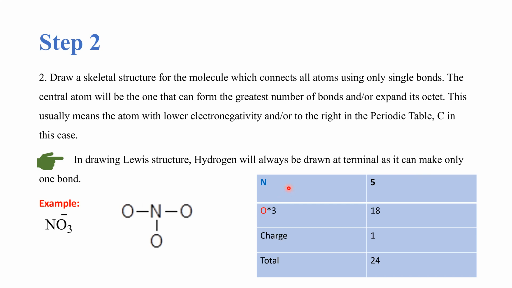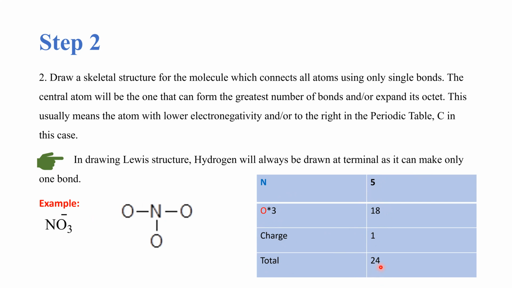So here we have to first calculate the overall valence electrons of the molecule. Nitrogen has 5 valence electrons in its outermost shell. Each oxygen carries 6 electrons in its outermost shell, and overall we have 3 oxygens, so in total we have 18, right? What is the charge on it? The charge is negative, so we will take it as 1, and the total valence electrons are 24.